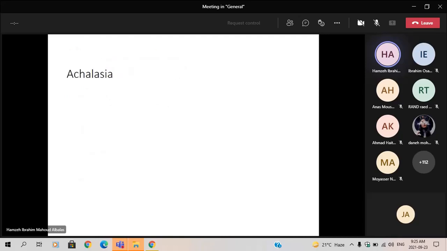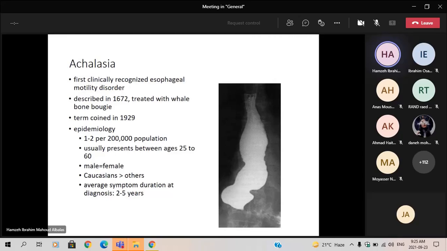In achalasia, the patient presents with delayed swallowing. It is the first clinically recognized esophageal motility disorder, well described and treated. The incidence is about 1 to 2 per 200,000 population, usually presenting at age 25 to 60, equal in males and females, more common in Caucasians. On average, symptoms last 2 to 5 years before diagnosis.